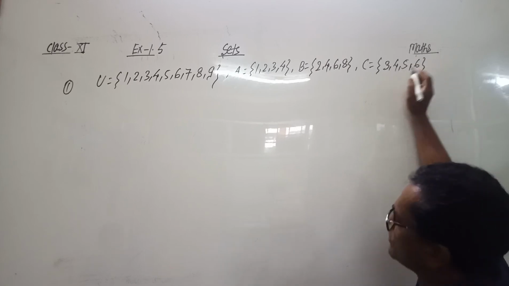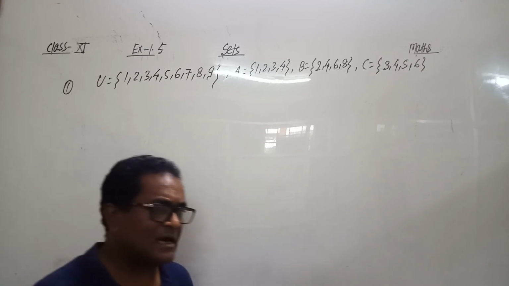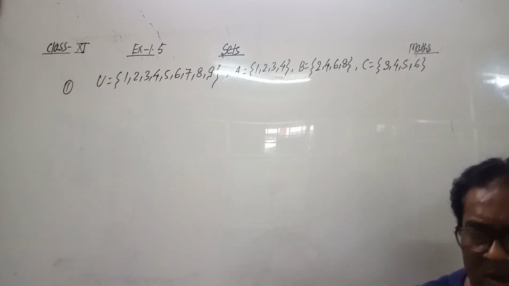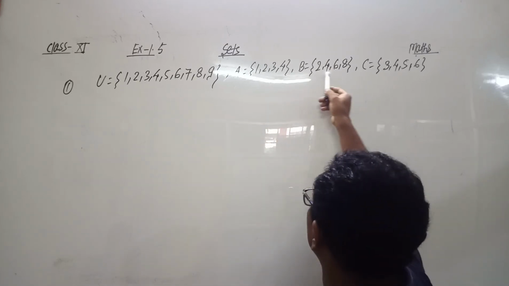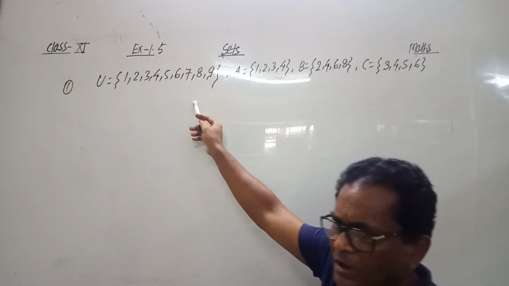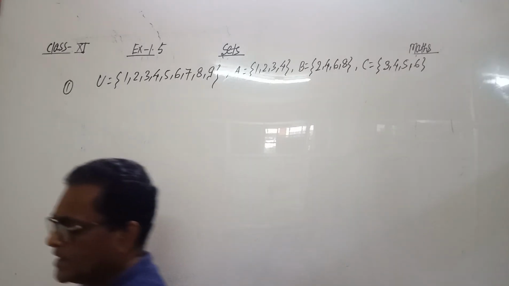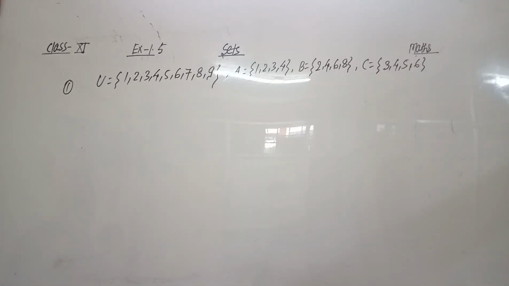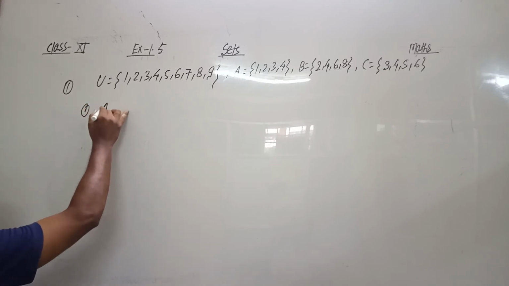We have given the universal set. And what is universal set? A set containing all the sets is called universal set. So all these elements belong to this set. That's why this is the universal set. Then we have to calculate A dash. A dash means complement of A.